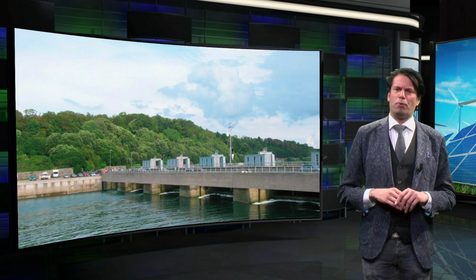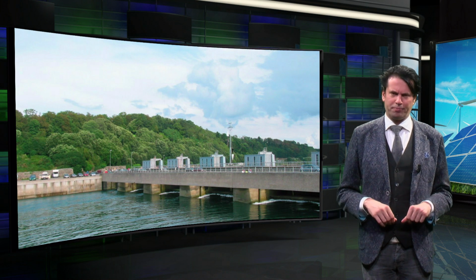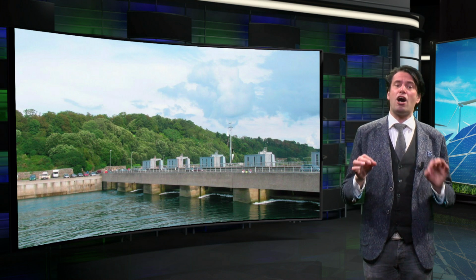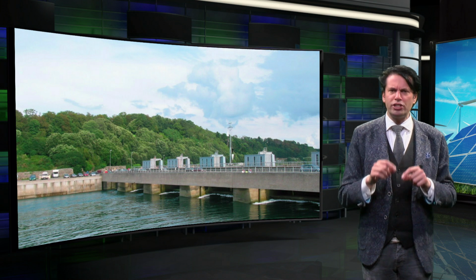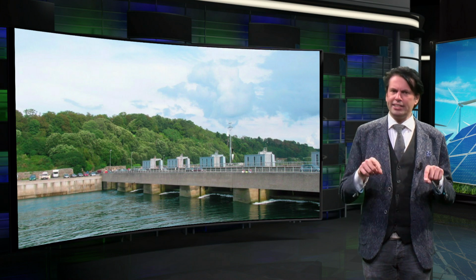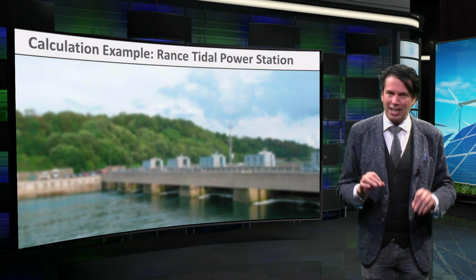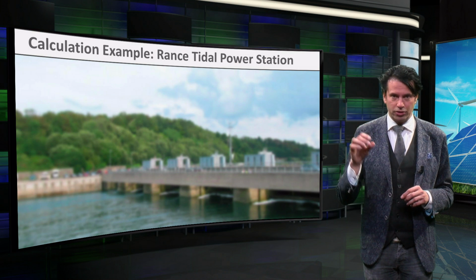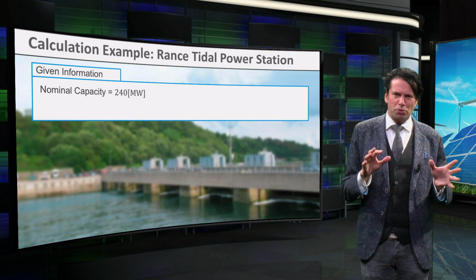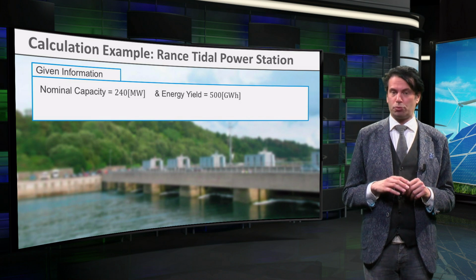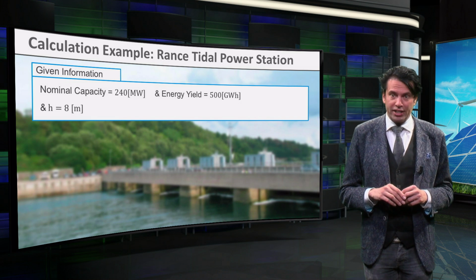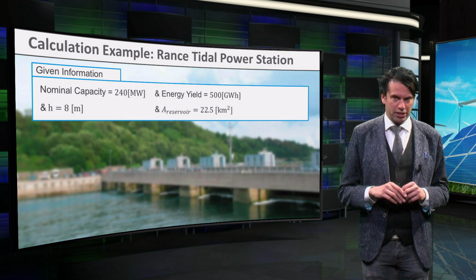For our next example calculation, we will do something different. We will calculate the capacity factor, but also using this information, find out the system's efficiencies. To do this, we will take a look at the Rance tidal power station in France. This tidal power station is one of the biggest tidal power stations in the world with an installed capacity of 240 megawatts. It produces on average approximately 500 gigawatt hours per year. The height difference is 8 meters and the area of the reservoir is 22.5 square kilometers.